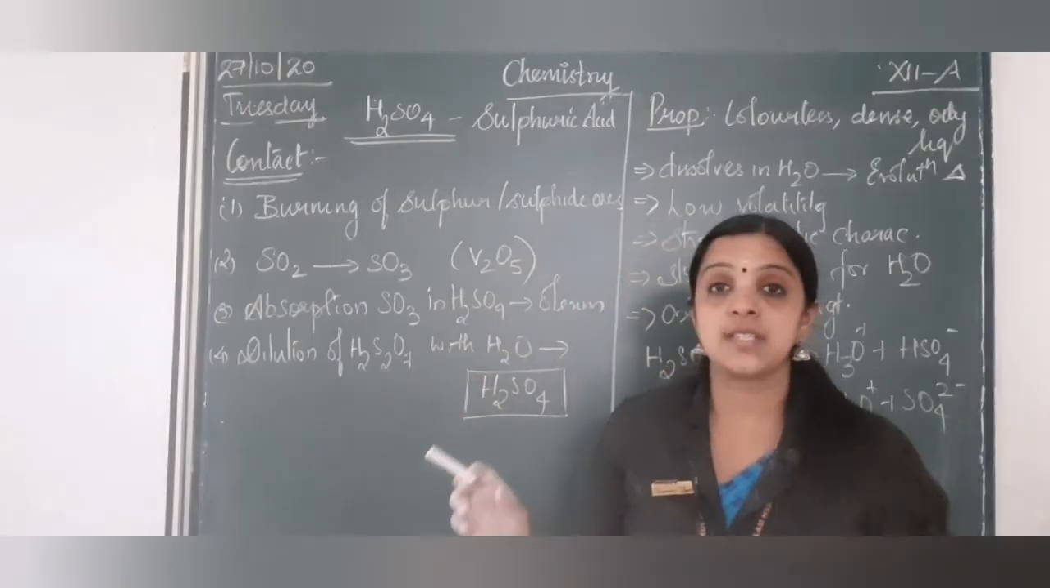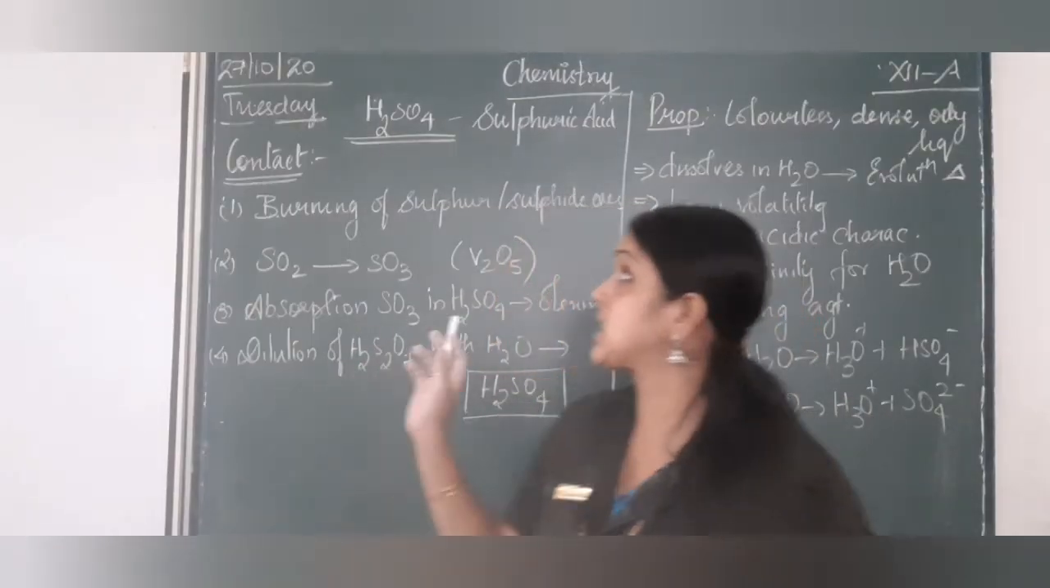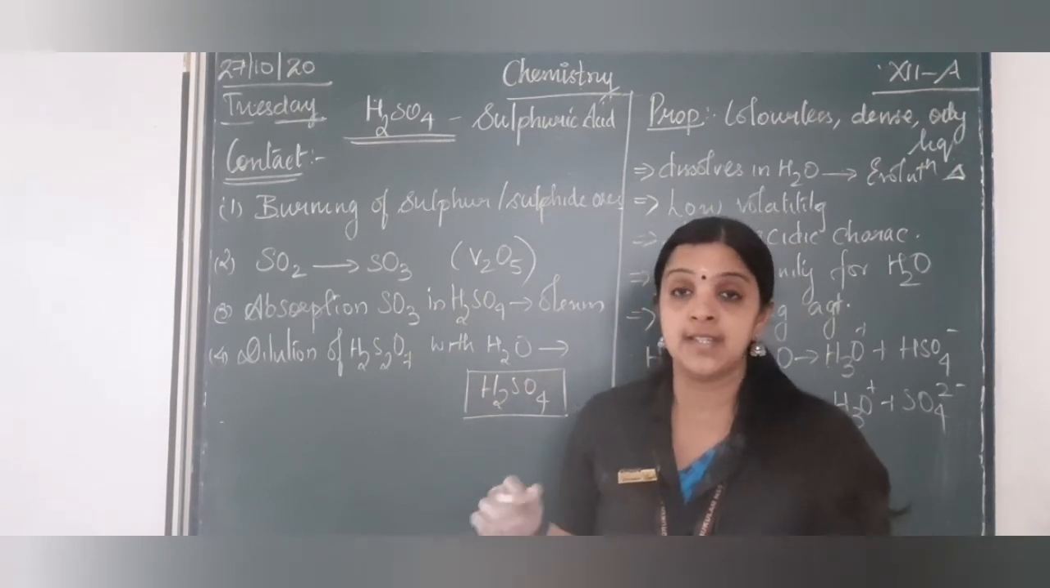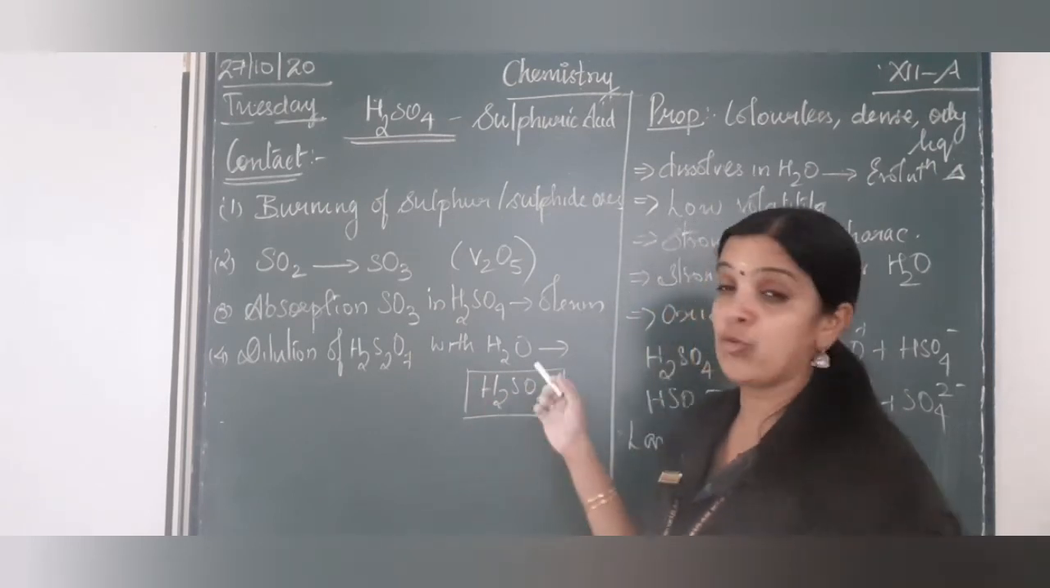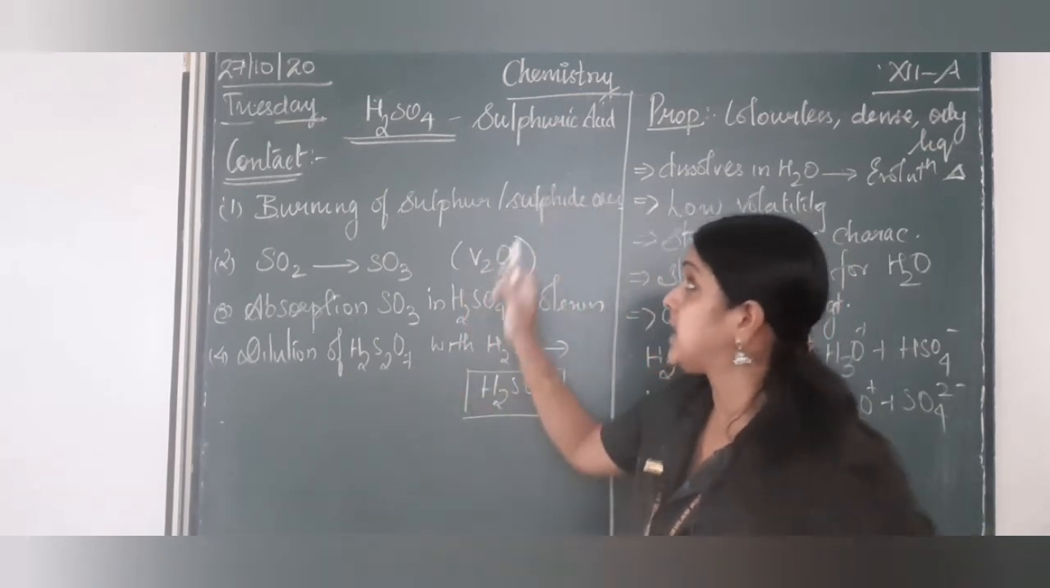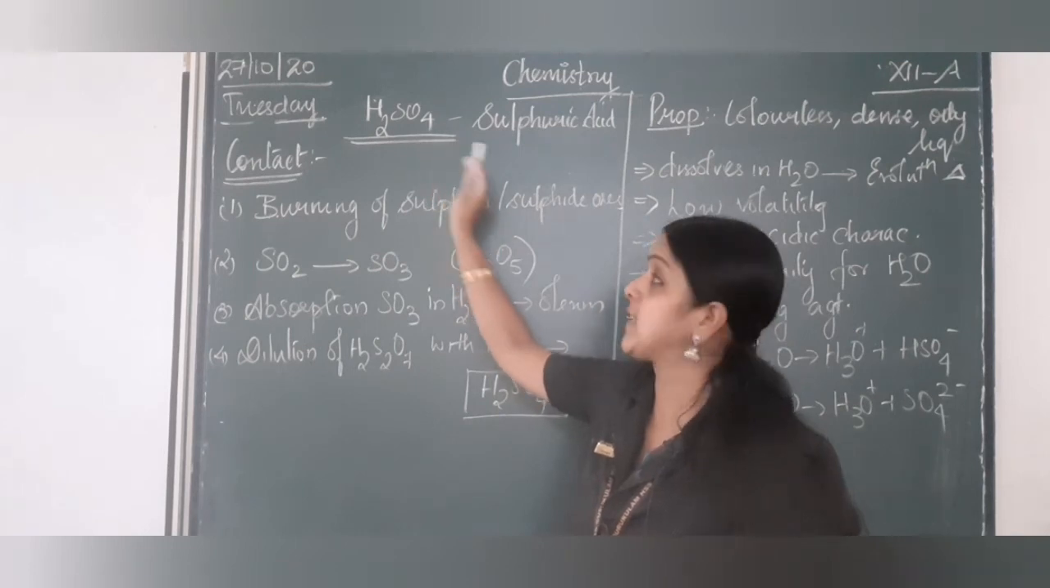We have come to the last part of today's class, which is sulfuric acid. This is a common acid term which we have learnt right from our 10th standard, children, and you have learned something about sulfuric acid already in your 9th and 10th. The chemical formula is H2SO4.